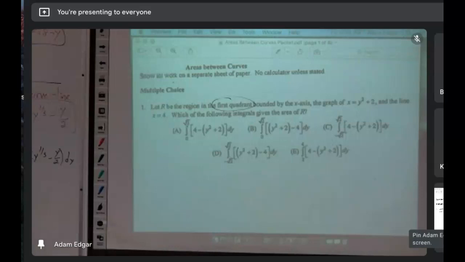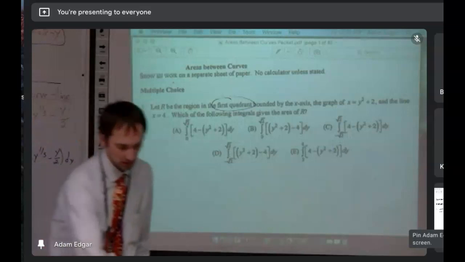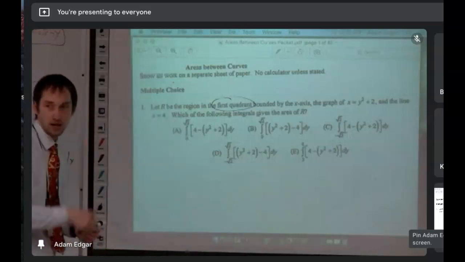Now you're forgetting that we're in the first quadrant only. So you don't want to go all the way down. You only want to look at the top half of the graph. No, because now you're still doing the boundary integration. There you go. All right.